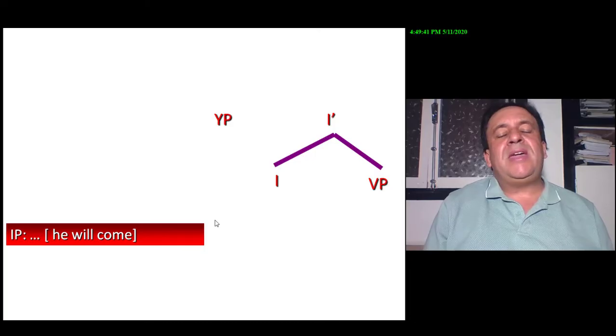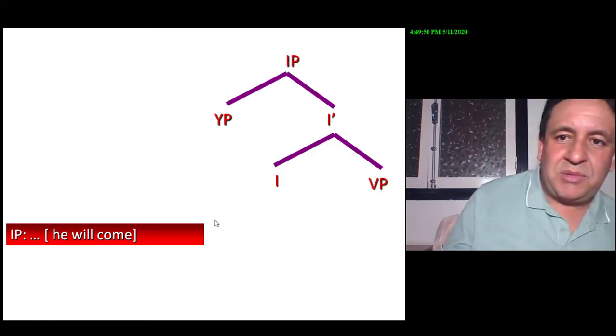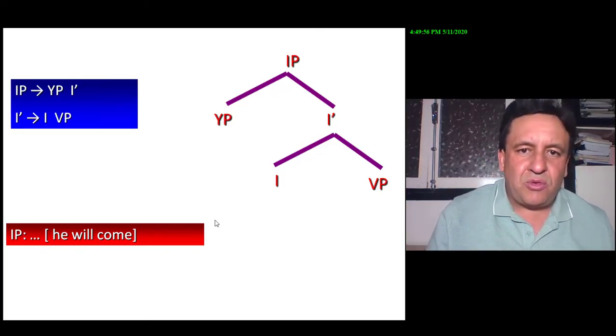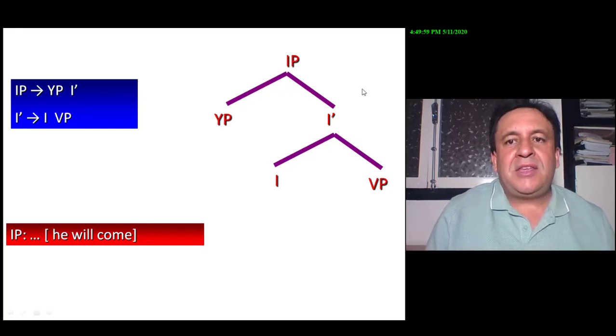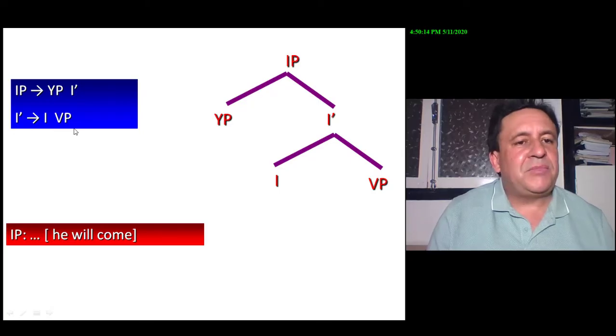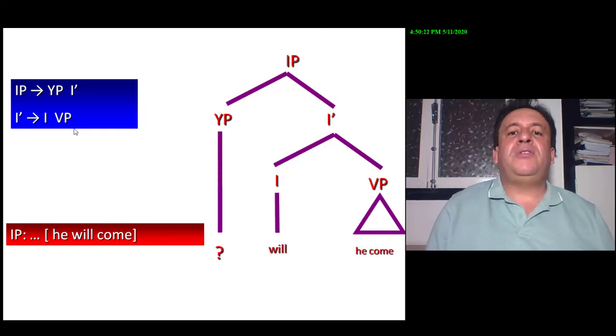Okay, and then we have a specifier. I will come back to the nature of this specifier. And what is the maximal projection? The maximal projection must be IP, or inflection phrase. So again, if you would like to use the rewrite format, IP rewrites as YP followed by I bar, which is auxiliary bar. I bar, or auxiliary bar, rewrites as I followed by the VP, and that's it. So the VP itself is "come", the inflection is "will", and what is the YP?